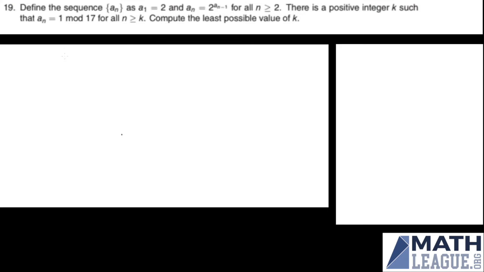So, how this is going to work is we currently have a sequence a sub n, where a sub 1 is 2, and a sub n is 2 to the power of the previous term for everything else. And we want to find some positive integer k where the number, when divided by 17, has a remainder of 1. For example, a1 would just be equal to 2 mod 17. It has a remainder of 2 when divided by 17, and that's basically how it goes.